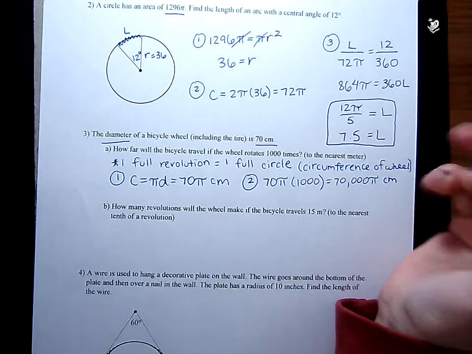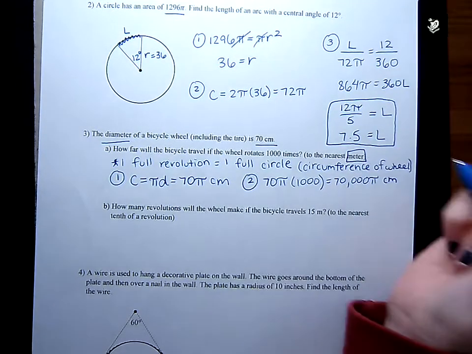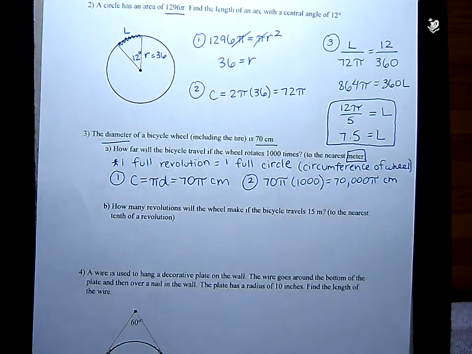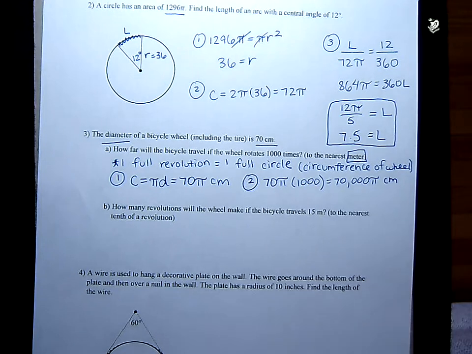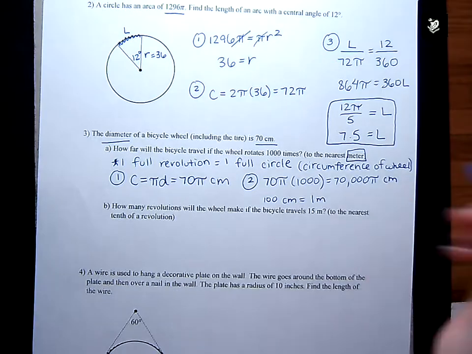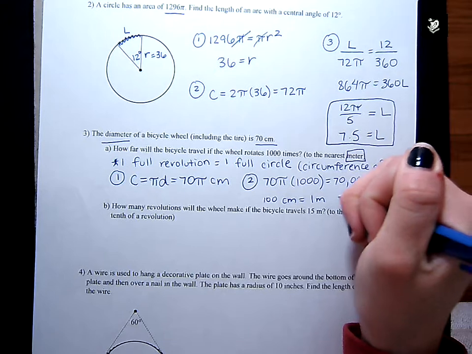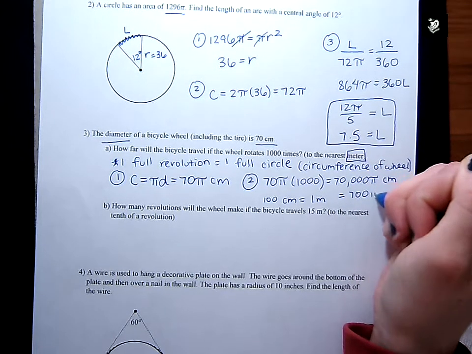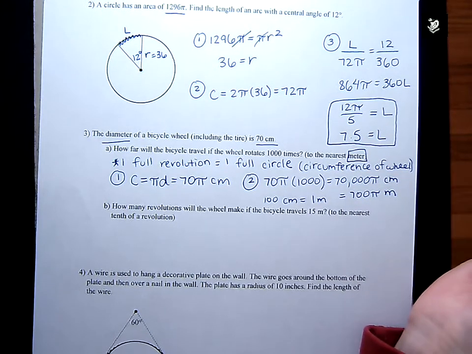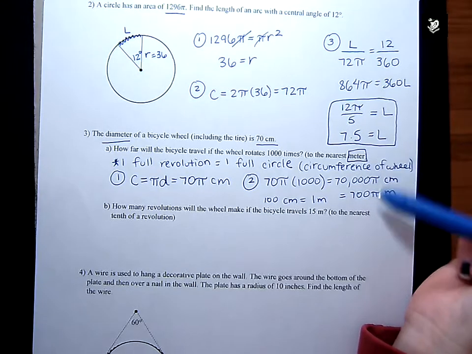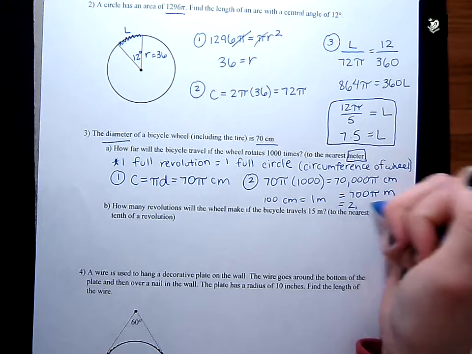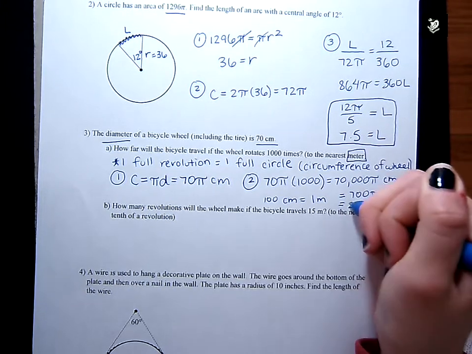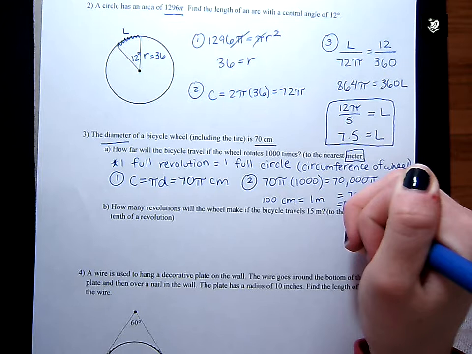But remember, I don't want it in centimeters. I want it in meters. So in order to change centimeters to meters, you actually have to divide by 100. 100 centimeters is equal to a meter. So if you divide by 100, that is 700 pi meters. And they want it to the nearest meter, so 700 pi should give you 2,200 meters. So there's your final answer.